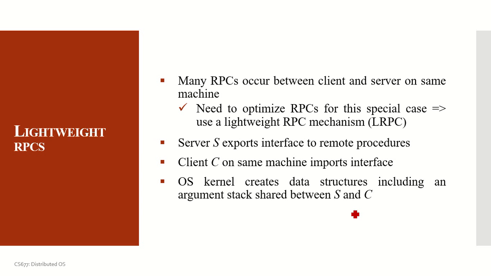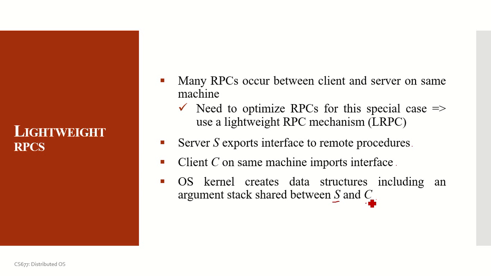Now, we've seen RPC. Let's see what a lightweight RPC is. Many RPCs occur between the client and the server on the same machine, but we need to optimize these RPCs for the special cases, which are called the lightweight RPC mechanism, or LRPCs. Server S exports the interface to the remote procedure. The client C on the same machine imports the interface. The OS kernel creates a data structure, including an argument stack, between S and C. What is S? S is the server and C is the client.